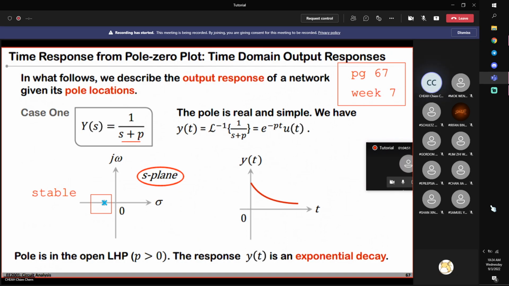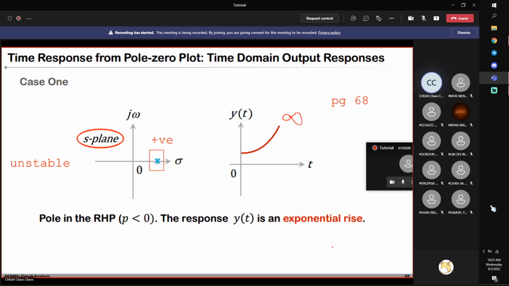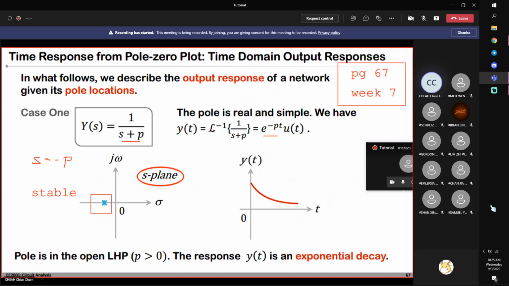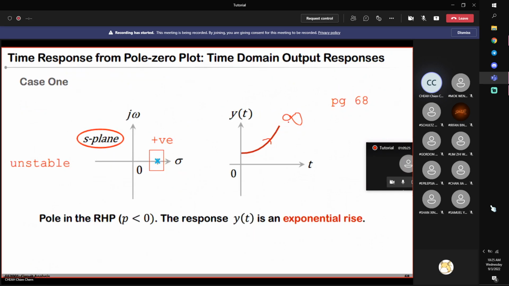So if this is positive, that means that s equals -p is your pole. Then you'll be on the left half plane, which means that you will decay to 0, meaning that it is stable. But on the other hand, if your pole is positive, your output will be infinity, because you just invert this to become positive, because this is negative, then it goes to infinity, which means this is unstable.